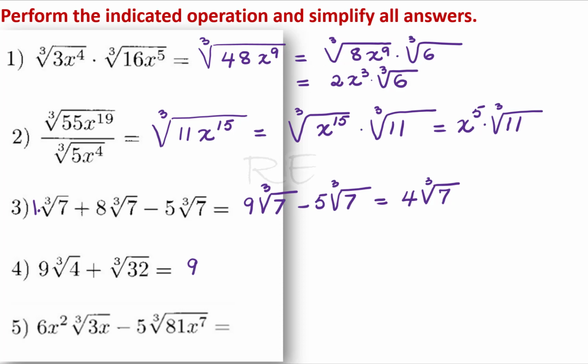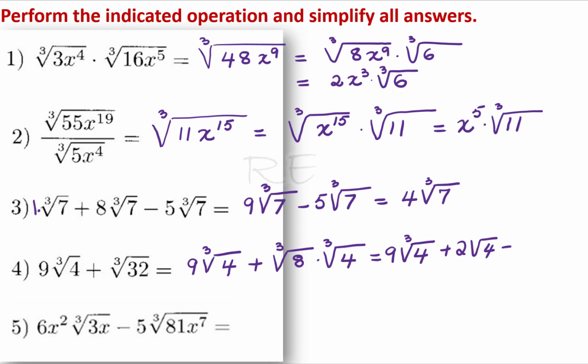9 cube root of 4 plus, well, cube root of 32 is really cube root of 8 times cube root of 4. So the problem is 9 cube root of 4 plus 2 cube root of 4. Cube root of 8 is 2. 9 plus 2 is 11. Therefore, our solution is 11 cube root of 4.